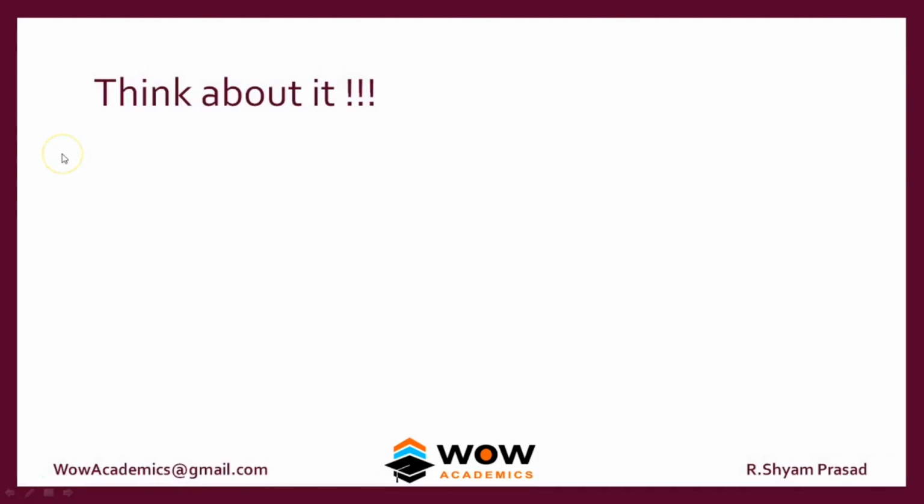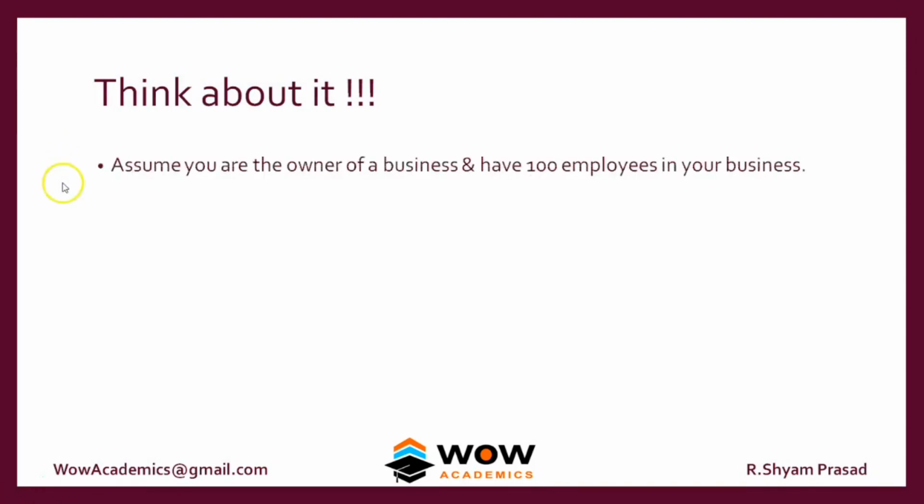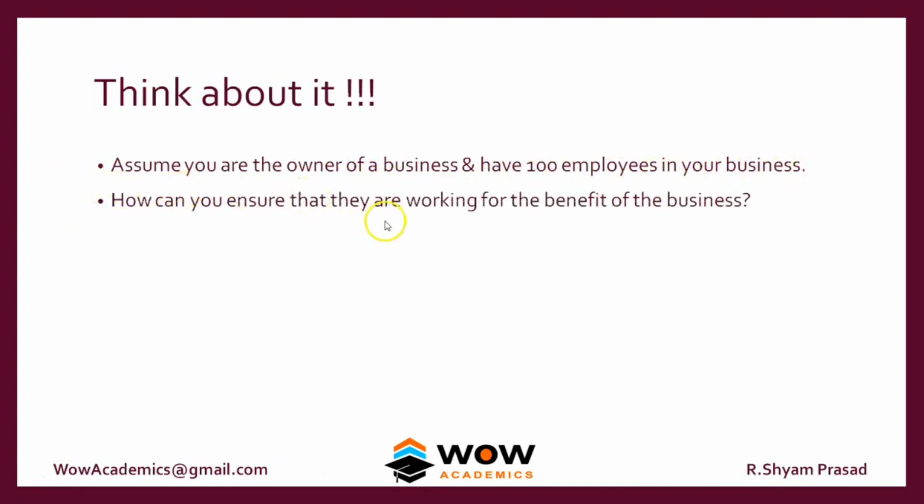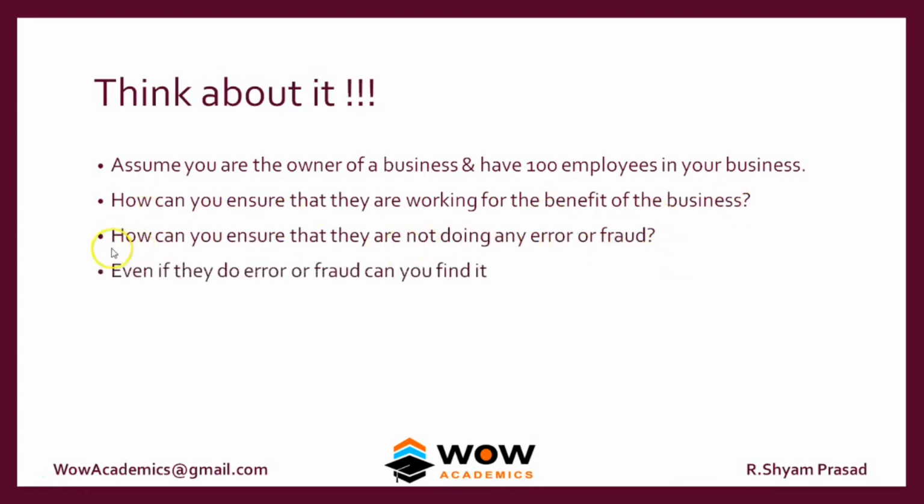So first we'll have a discussion about what is internal control, so that we'll get a clear idea about how this works in a real company. Assume you are the owner of a business and have 100 employees in your business. How can you ensure that they are working for the benefit of the business? How can you ensure that they are not doing any error or fraud? Even if they do error or fraud, can you find it? Or better, can you prevent it?